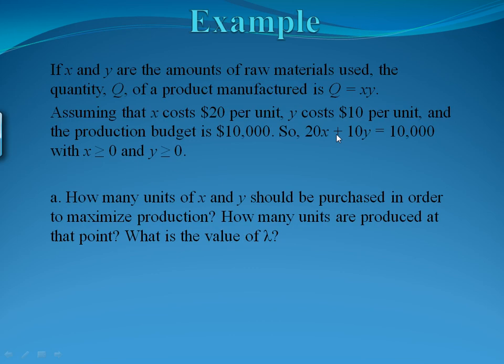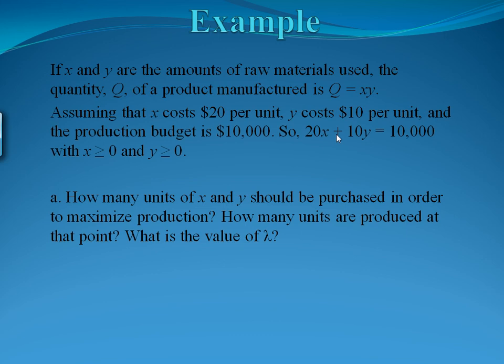Let's look at another example, because not all examples have the fortunate property that they'll equal the same lambda times some constant. So we'll see how to solve if that's not the case. So if x and y are the amount of raw materials used for the quantity q of a product, and now q will be x times y, we're going to assume that x costs $20 per unit and y costs $10 per unit, and our production budget is $10,000.